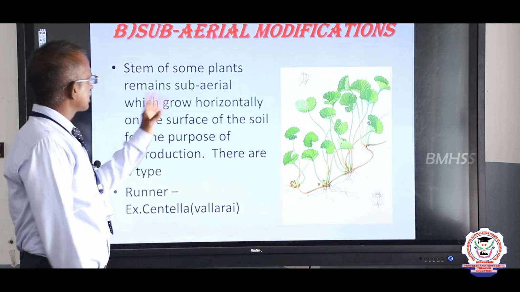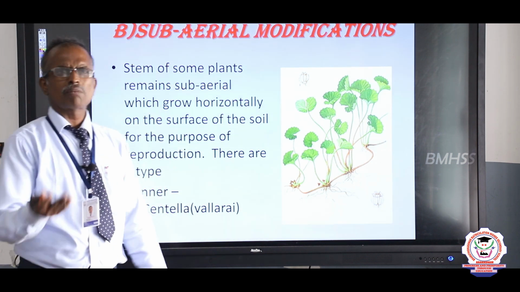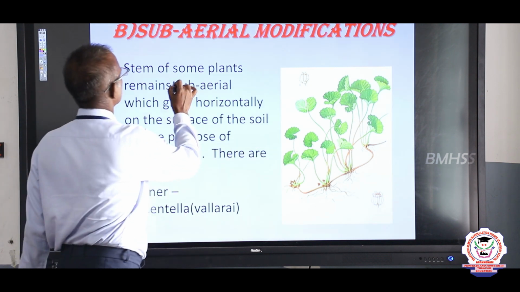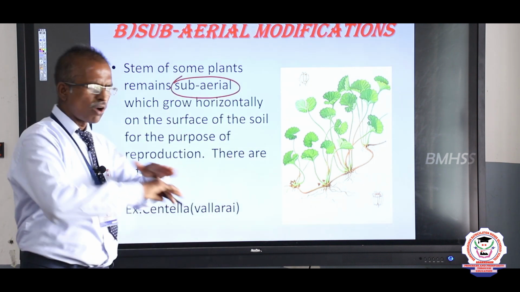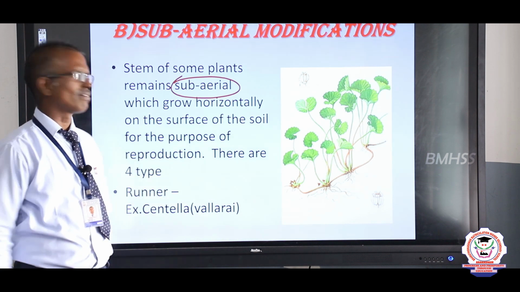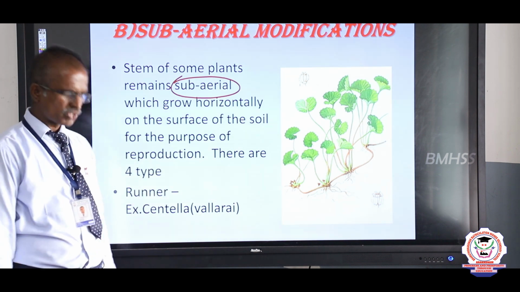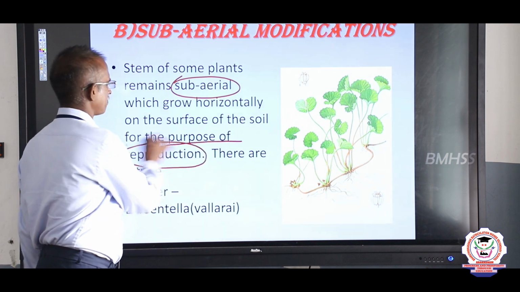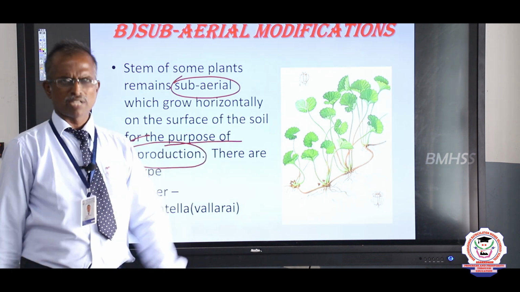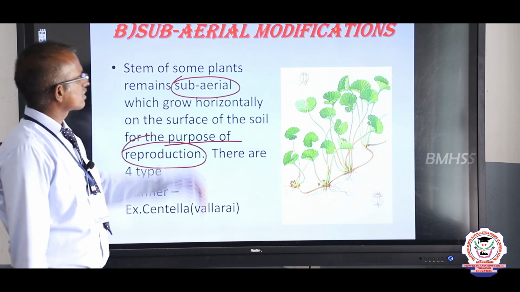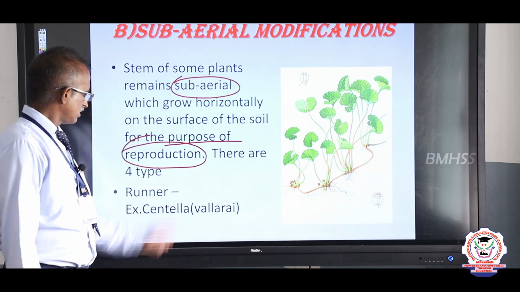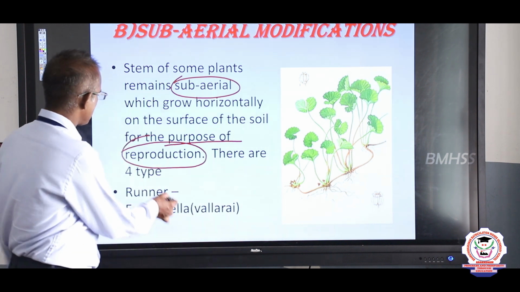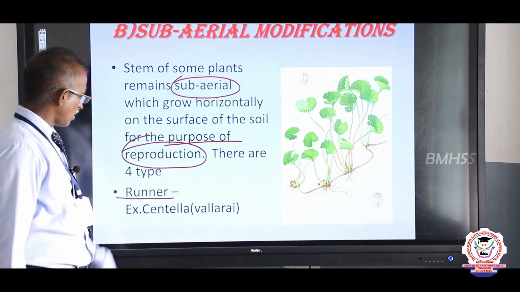In the case of some plants, the stems remain just above the soil, which is subaerial, and grow horizontally along the surface of the ground. The main purpose is reproduction. In the case of subaerial modification, there are 4 types. Now we take one, the runner. First one is called runner.